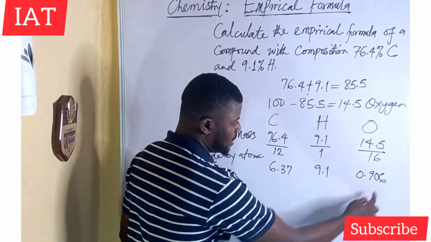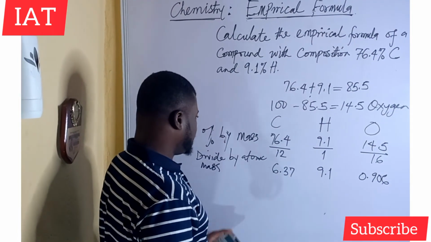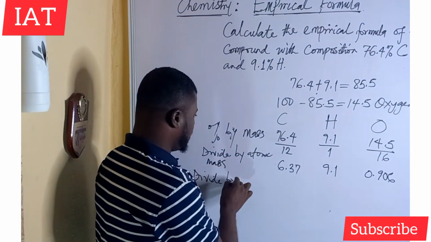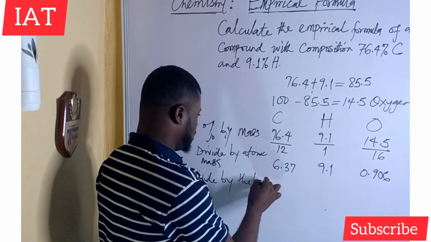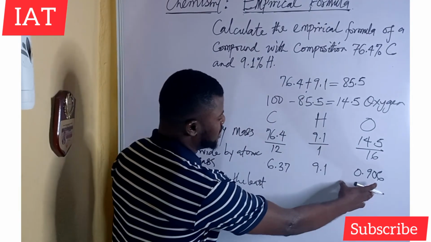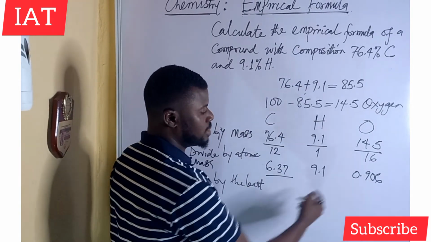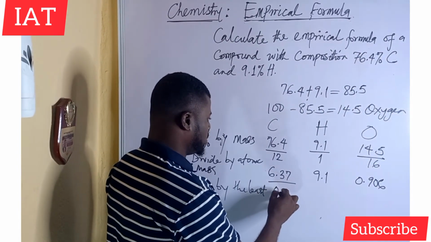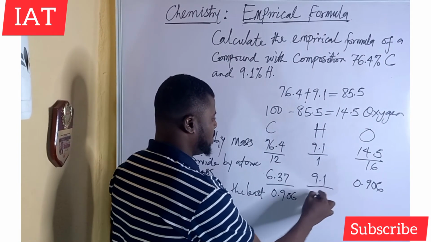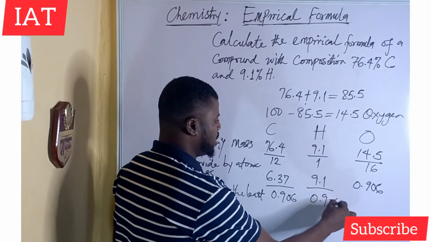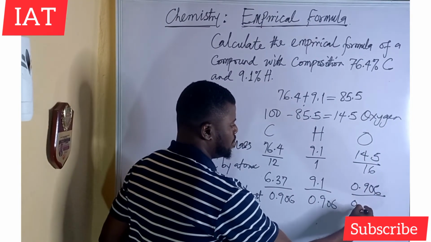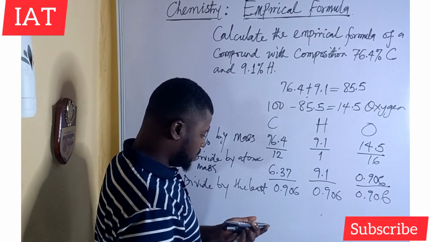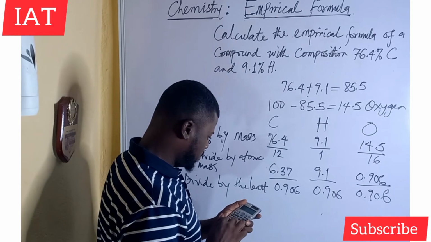So the next step is to divide by the least. You have to divide by the least. And what is the least here? It is 0.906. So we have this. Divide everything you have here by 0.906. Okay, let's check the result quickly.